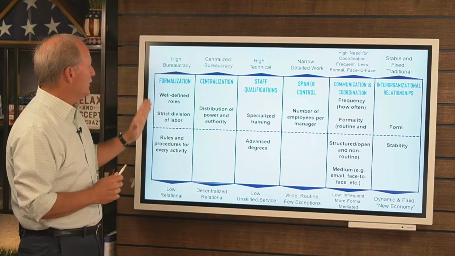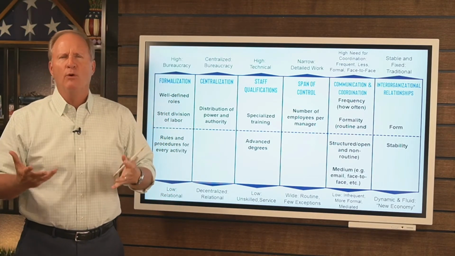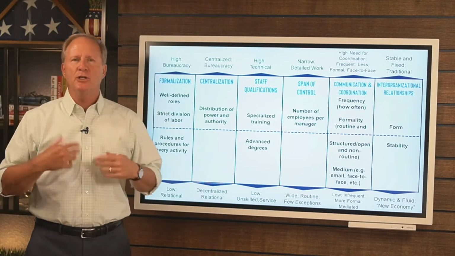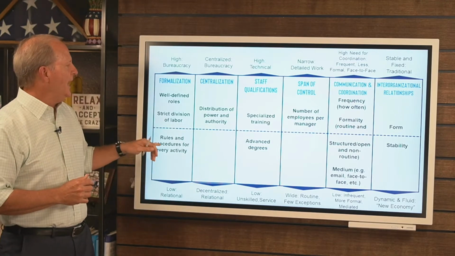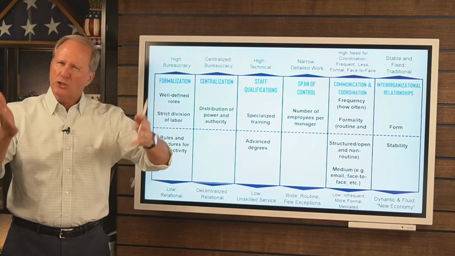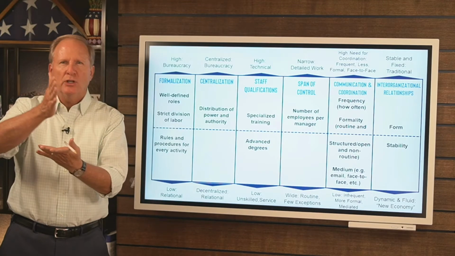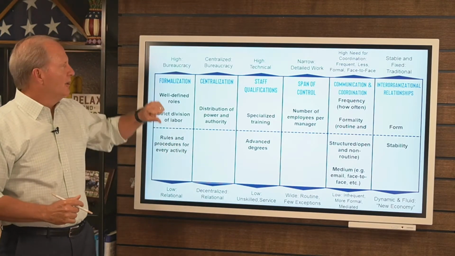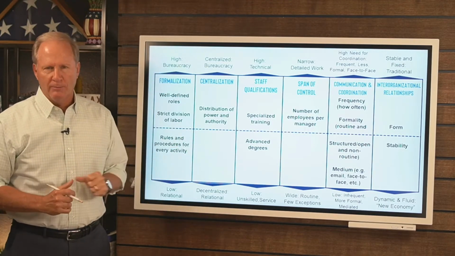You can see here the first thing that we want to look at is what we call bureaucracy. How formal is the organization versus how informal? Does the organization have very well-defined roles? Do they have rules and procedures for every activity? And do they have a strict division of labor, meaning it's real clear what this function does or what that function does? The more formal you are, the higher the bureaucracy. The less formal you are, the lower the bureaucracy.